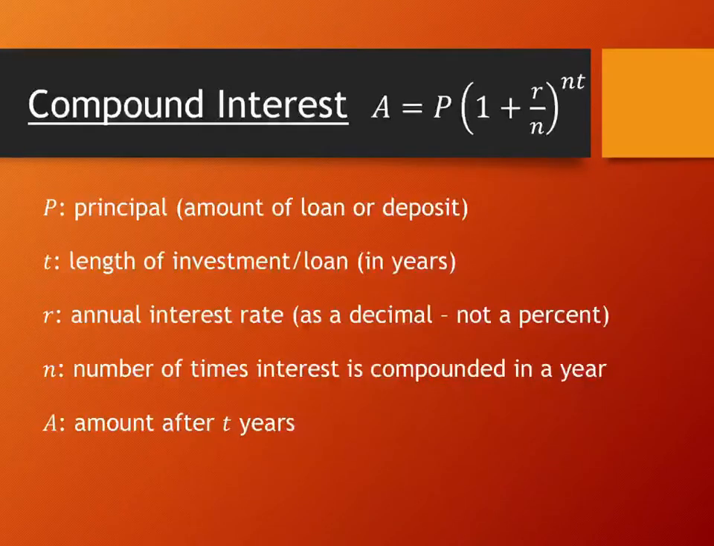T is the length of the time of the investment or the loan. It's always in years. So sometimes we don't see that given in a problem or even in real life. Somebody will say it's for 18 months. That's fine. You just have to turn that into years before you can actually use the formula to find anything about it, okay? So 18 months would be 1.5 years. R is your interest rate as a decimal, not a percent. So if you have a 5% interest rate, the first thing you have to do with that 5% is turn it into a decimal, 0.05, to use it in this equation.